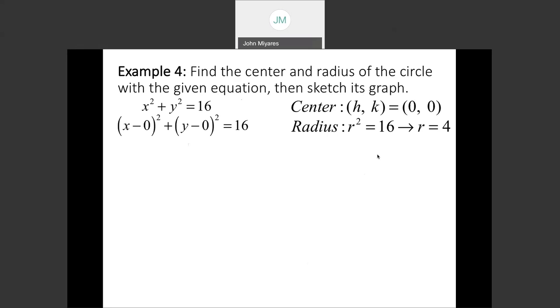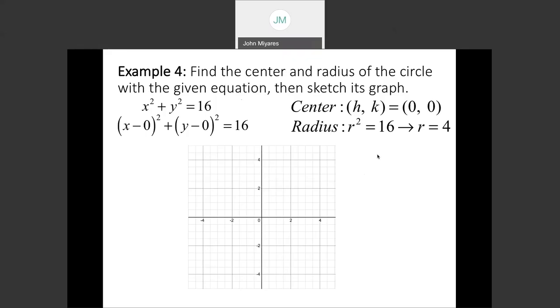To sketch this graph, just like before, we must plot the center point at the coordinates 0, 0. From there, we plot 4 key points that are going to be 4 units away from the center. First, I'm going to go right 4 and left 4 to get the points 4, 0 and negative 4, 0. Then I will go up 4 and down 4 to get the points 0, 4 and 0, negative 4. And from there, draw my circle through those key points.